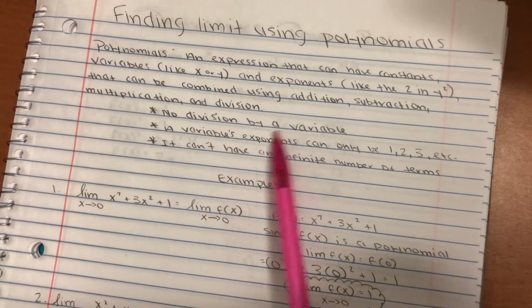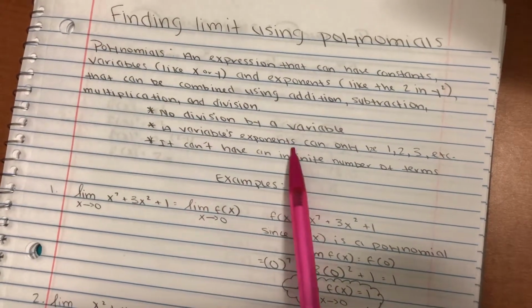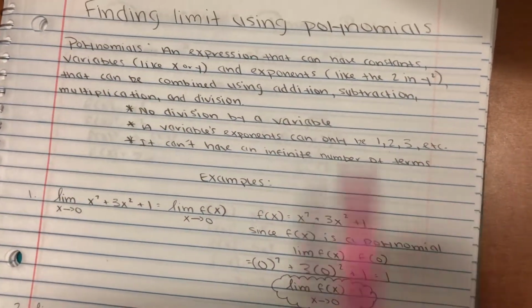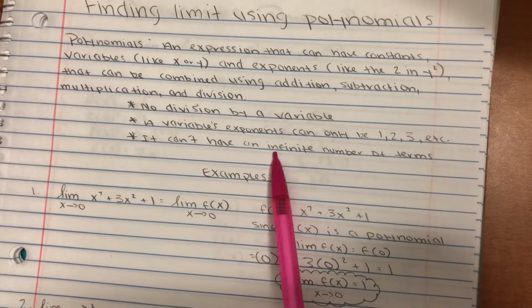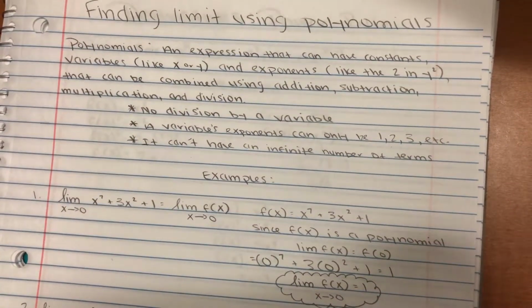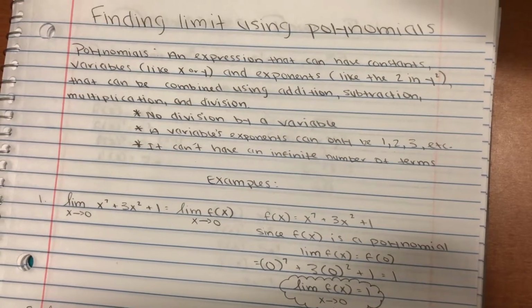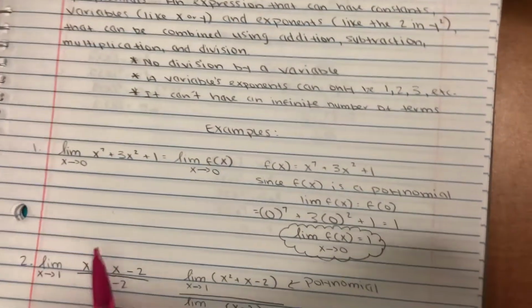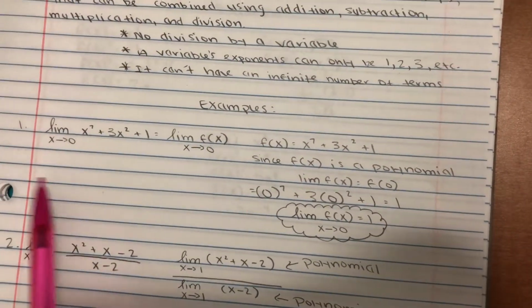No division by a variable. A variable's exponents can only be 1, 2, 3, etc. It can't have an infinite number of terms. These are just a few extra rules that you can use when deciding if a term is a polynomial or not. Let's look at these examples.